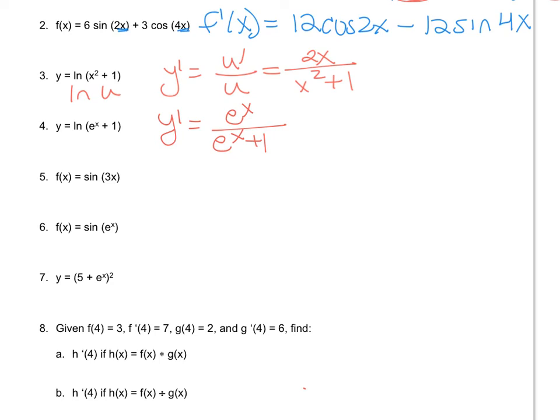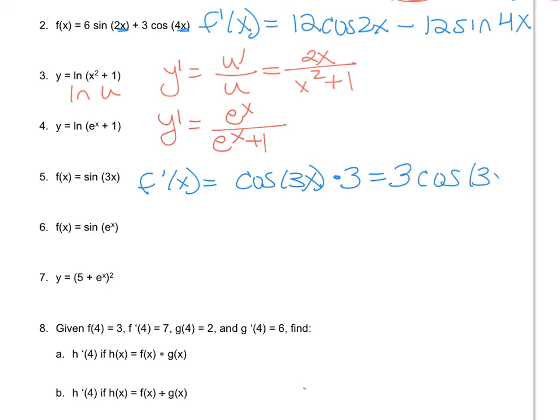Okay, for 5, the derivative of sine is cosine times the derivative of that 3x, which is 3. So we can write that as 3 cosine 3x. Same thing for 6. Derivative of e to the x is e to the x.